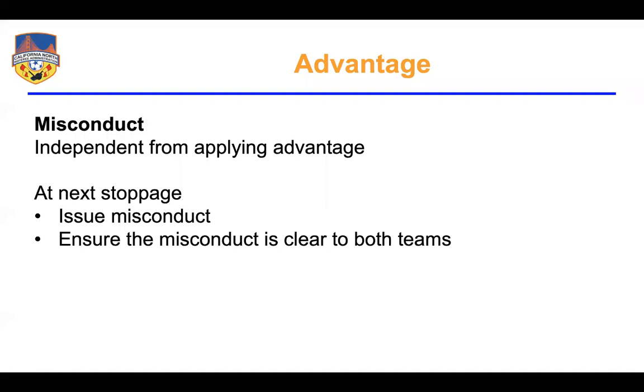So make sure when you do that you make a very public notice: stop, blow the whistle, isolate the player, point back maybe to where it happened on the field so that everybody can visually connect that player to that spot on the field, and then show the yellow card.